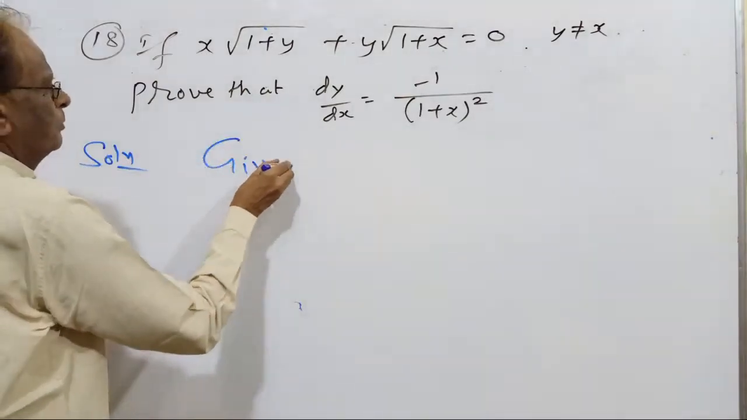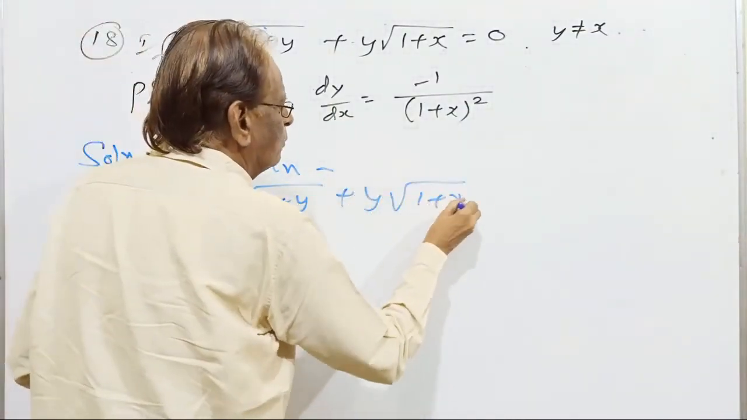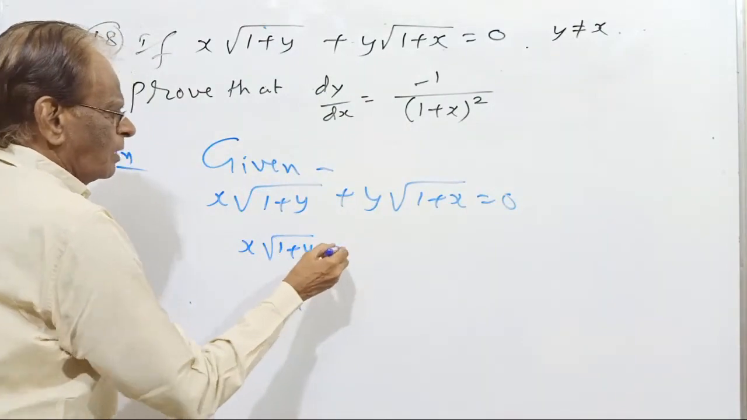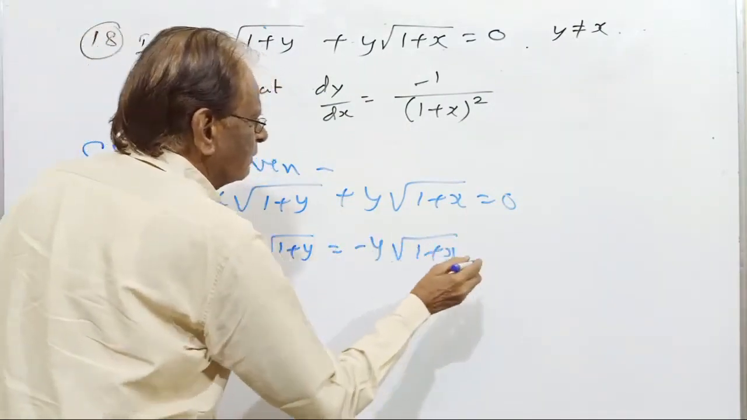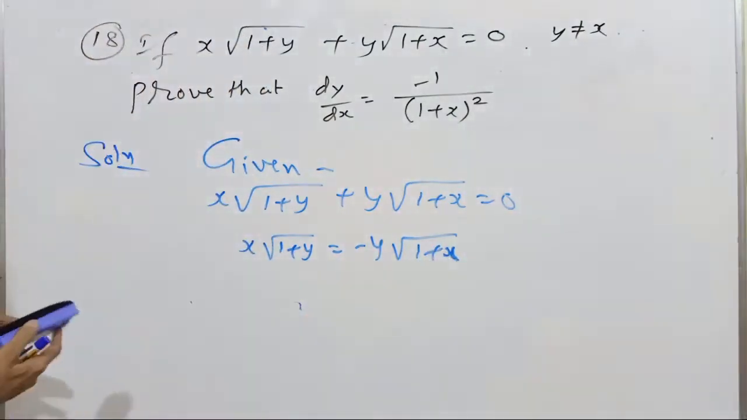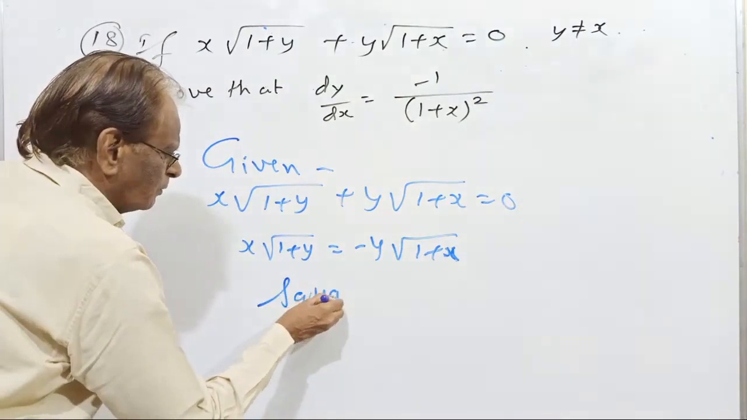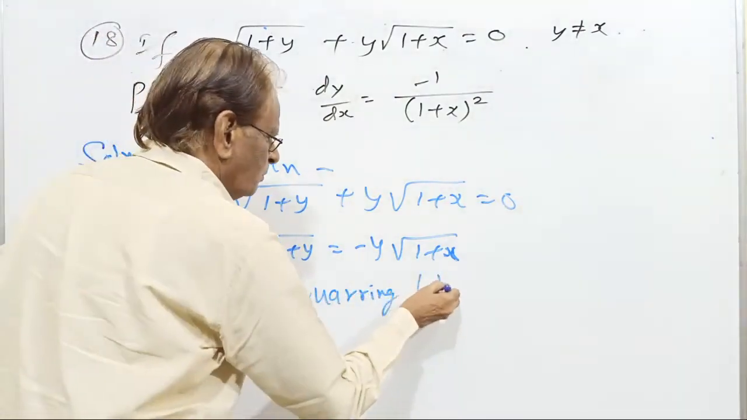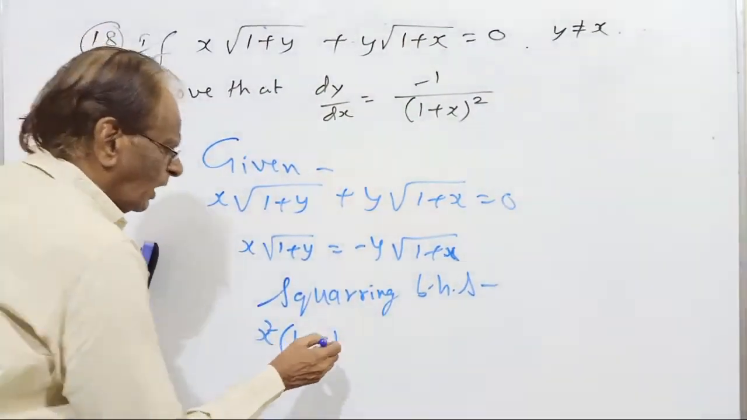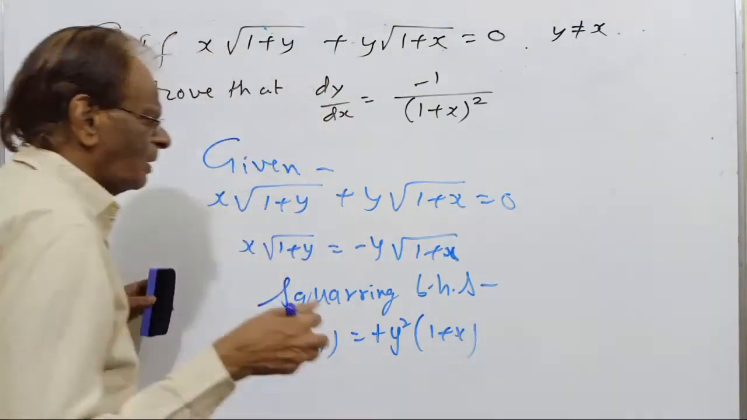Given x root of 1 plus y plus y root of 1 plus x equal to 0. So x root of 1 plus y equals minus y root of 1 plus x. The first term equal to the second term taken to the right side. Squaring both sides: x whole squared, x squared; the root whole squared, root cancels. Minus 1 squared plus y whole squared, y squared; root whole squared, root cancels.